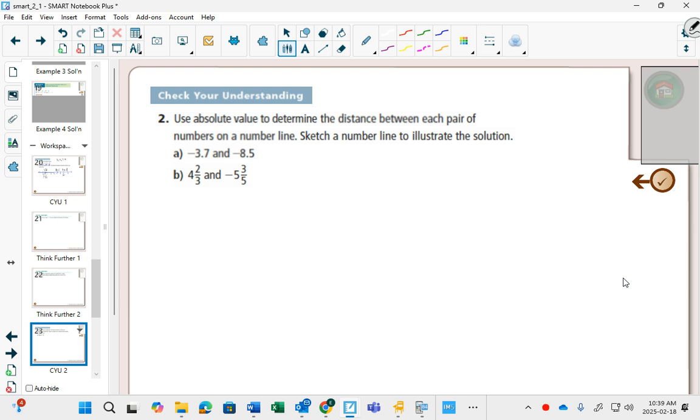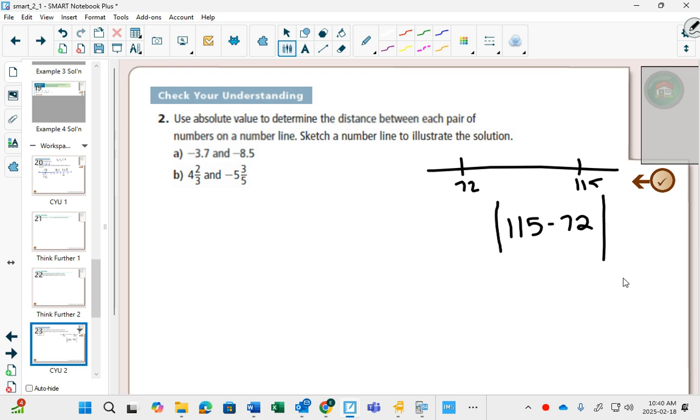You would just subtract, right? It makes sense that if you want to find the distance between two things, 115 and 72, you would just subtract. Now, if I took, here's my number line, here's 115, here's 72. Obvious that it's going to be 115 minus 72. If I put absolute value bars around that, would that change that answer at all? First, you would do the 115 minus 72, you get an answer, which is, by the way, 43, right? And then the absolute values would just make it 43.